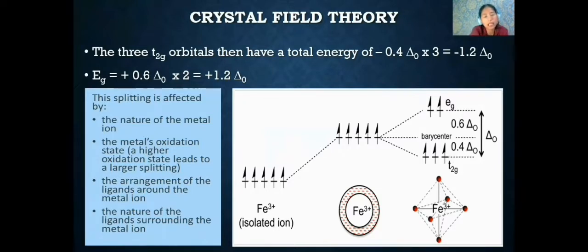The splitting is affected by the nature of the metal ion, and of course the metal's oxidation state. The higher the oxidation state, the larger the splitting. The arrangement of the ligands around the metal ion also affects the splitting of these orbitals. And another one is the nature of the ligand surrounding the metal ion.